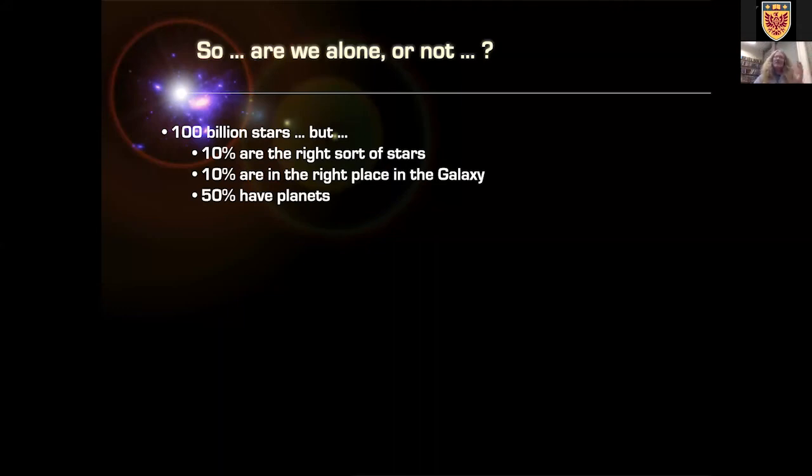Best guess right now, probably 50% of the stars have planets. Yeah, that's a big number, that's good. Best guess right now, maybe 10% have rocky planets in the habitable zone. All of these numbers are very uncertain. They are consistent with a press release that came out from NASA just a couple of weeks ago though as well.